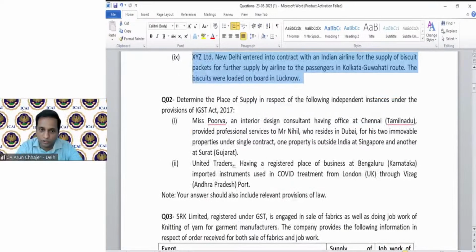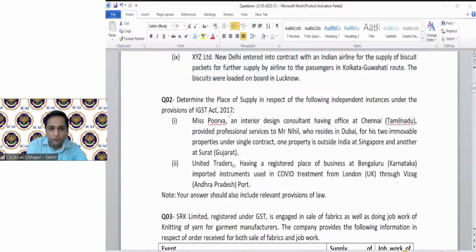Question number 2, that is also on the place of the supply chapter. Independent instances. Now Miss Purva, an interior design consultant having the office at Chennai, provided the professional services to Mr. Nikhil, who resides in Dubai, for his 2 immovable properties under a single contract. One property is outside India, that is Singapore, and one property is in India, that is Surat.